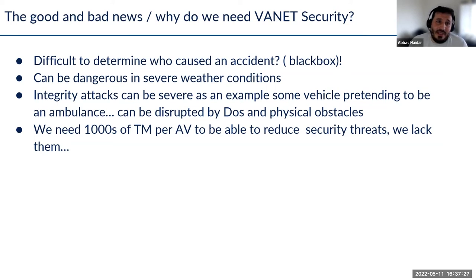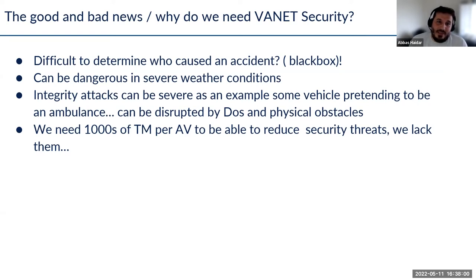And the other thing is the VANET systems can be dangerous in severe weather conditions, or if we feed them information that the weather is not good. The reason is they can't see. A human being can see a tree falling on the road from far away and can stop or change route. That's not possible with cars at the moment.